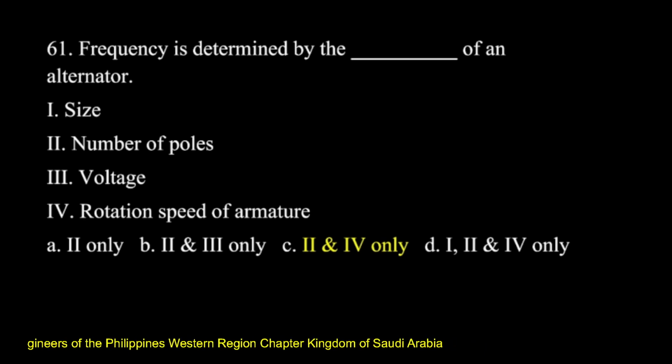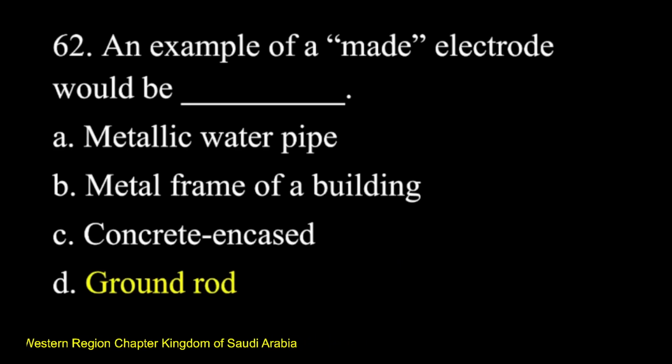Frequency is determined by the blank of an alternator. 1. Size. 2. Number of poles. 3. Voltage. 4. Rotation speed of arm. An example of a made electrode would be blank. A. Metallic water pipe. B. Metal frame of a building. C. Concrete encased. D. Ground rod.